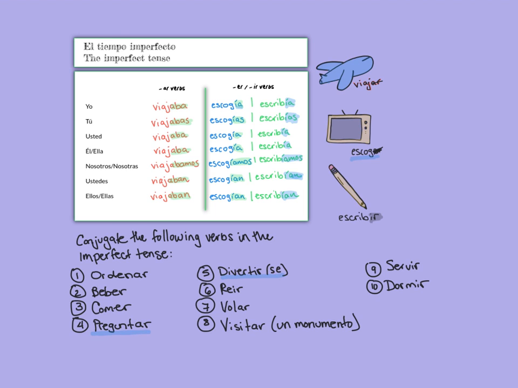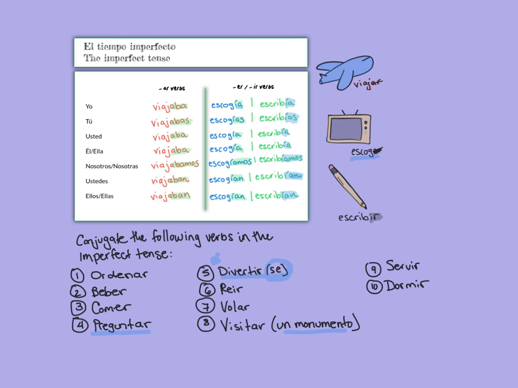Divertirse, we talked about this before. It means to have fun. And again, it's a reflexive verb. So remember when you're doing this, take away the IR, conjugate as you would usually, and then just remember to include your reflexive pronoun between the subject pronoun and the verb. Then you have reír, which means to laugh, volar, which means to fly, visitar, which is to visit, and then I added un monumento, like a monument. Then you have servir, to serve, so when the waiter might come and serve your dinner for you. And dormir, to sleep, because that's always very important when you're traveling as well, to get a good rest.